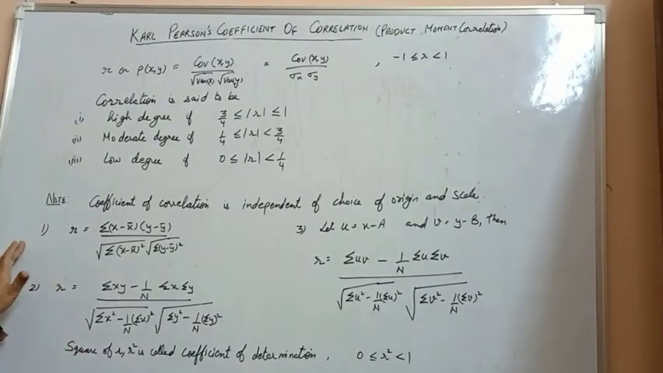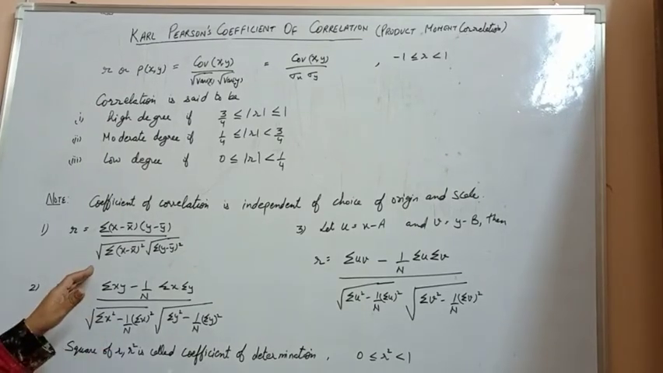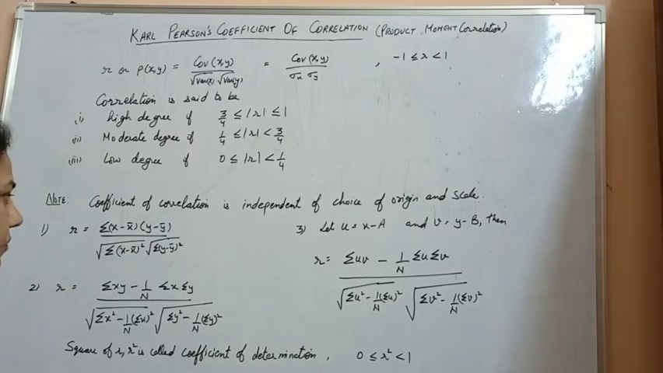The formula for the Karl Pearson coefficient of correlation is r equals sigma (x minus x bar) into (y minus y bar) divided by under root sigma (x minus x bar) whole square into under root sigma (y minus y bar) whole square. Or another formula is sigma xy minus 1 upon n sigma x sigma y divided by under root sigma x square minus (sigma x) whole square divided by n into under root sigma y square minus (sigma y) whole square divided by n.